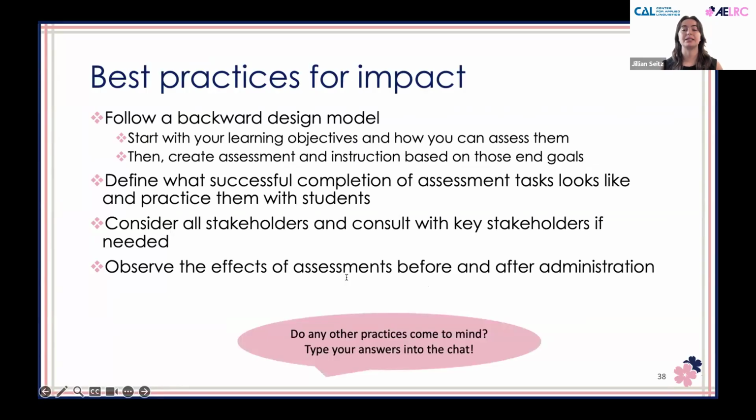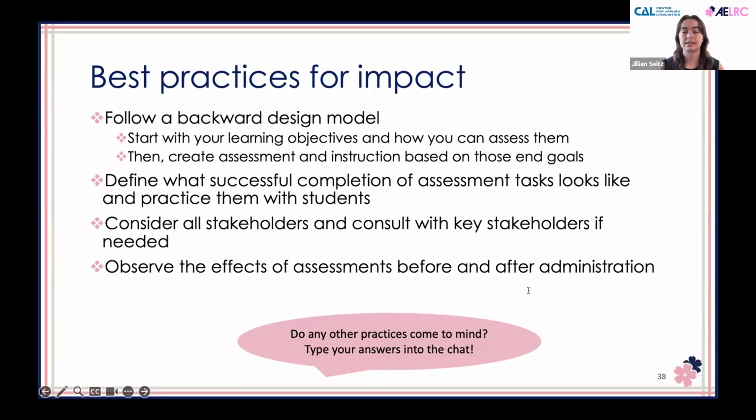Now that we've analyzed Merdad's situation, let's go through some best practices for handling all of those impact considerations. Firstly, we recommend adopting a backward design model. It's helpful to start with your learning objectives and ask how you can assess those. Then you want to build your assessments and instruction around those objectives. You also want to define what successful task completion looks like and make sure that your students are familiar with that as well.